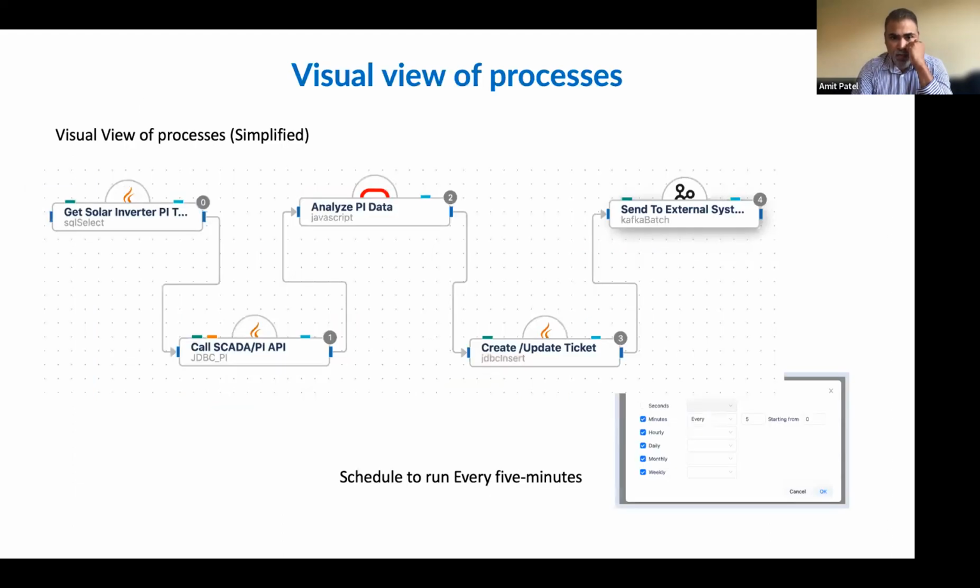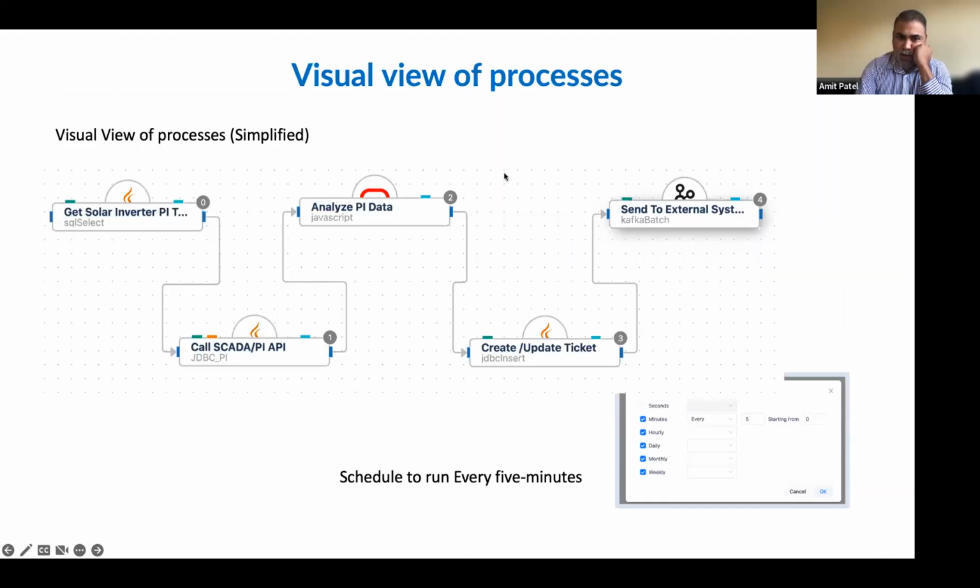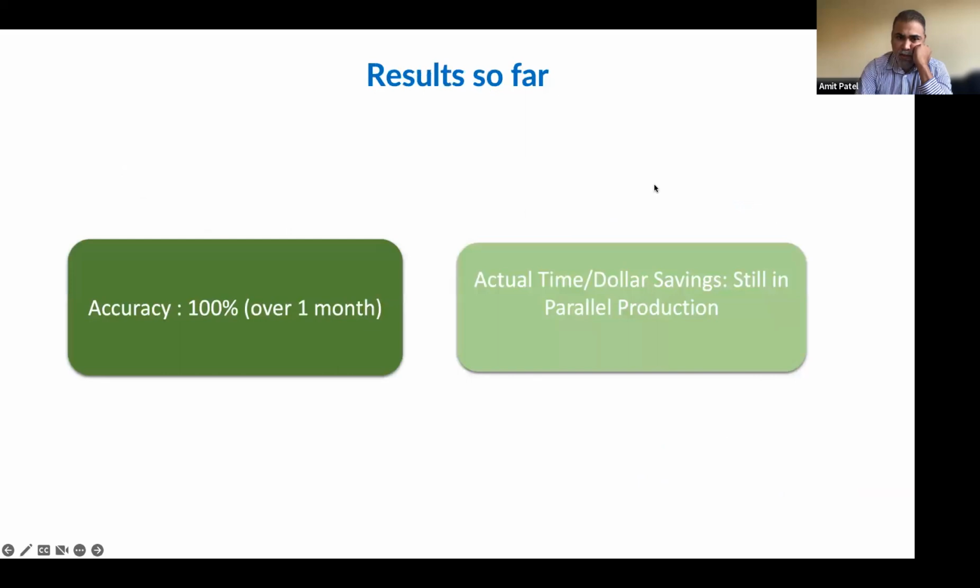And there were some dashboards, etc., built on top of it. This is a simplified view of some of the processes: getting the inverter data, getting the different tags that are required, calling SCADA or PI, depending on the client, it's different systems, analyzing it to figure out whether it should be a ticket, and then the process to create or update the ticket, and then sending it to the external system. And then you can schedule it every 5 minutes or every minute or however you want to schedule it. This was a summarized view. That's actually a more detailed process in reality.